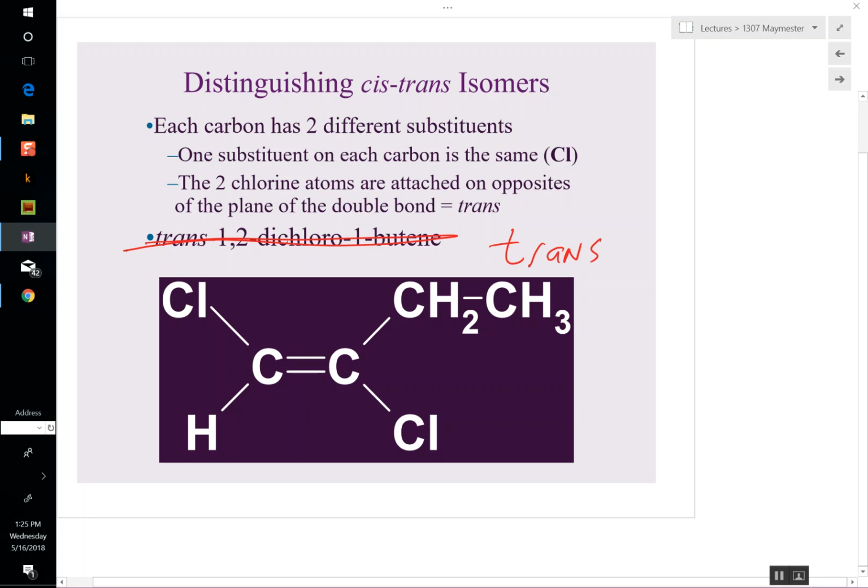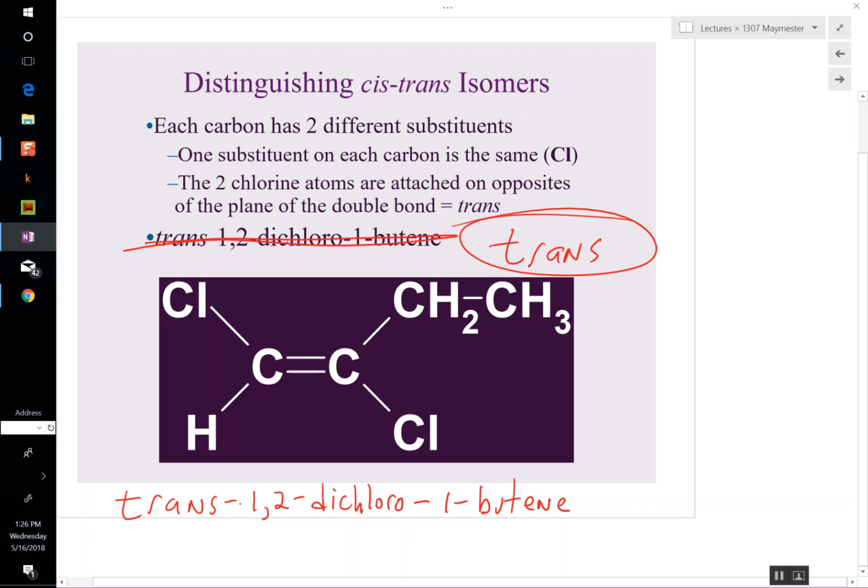Okay. All right. So to name it, 1, 2, 3, 4. That means it's butene. It is 1 butene. The double bond is starting on the first carbon. It's a dichloro. It's 1, 2 dichloro 1 butene. And we already figured that out to begin with. It's trans. All right, that answers the question.